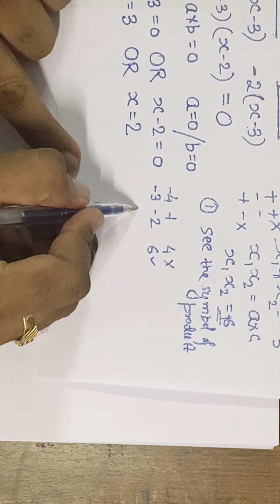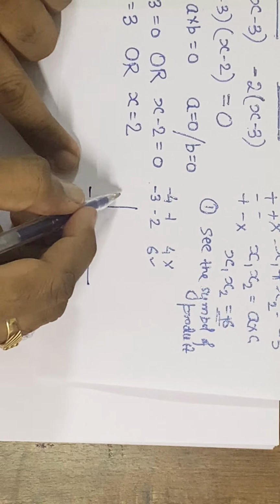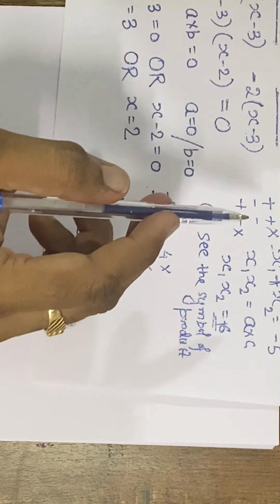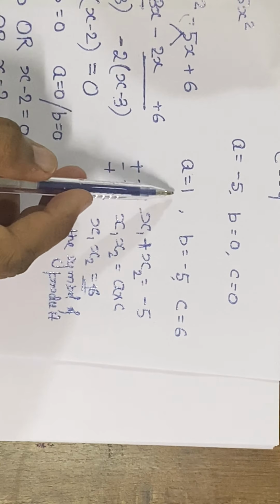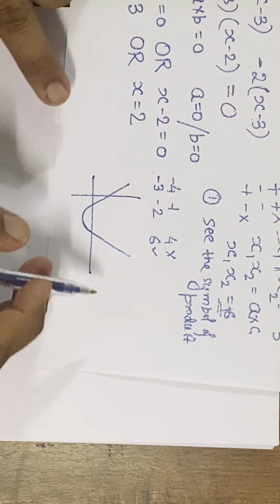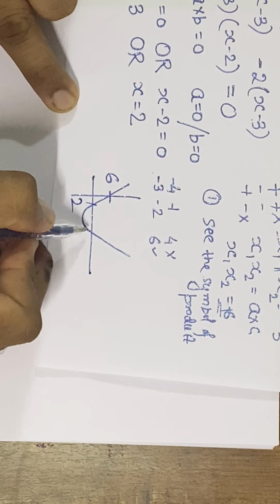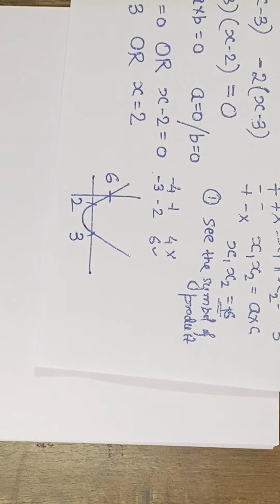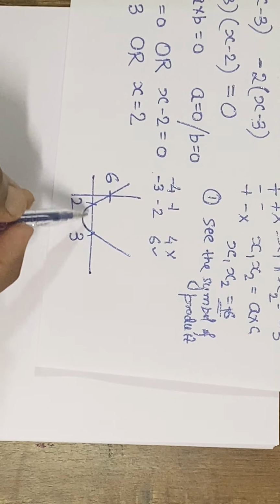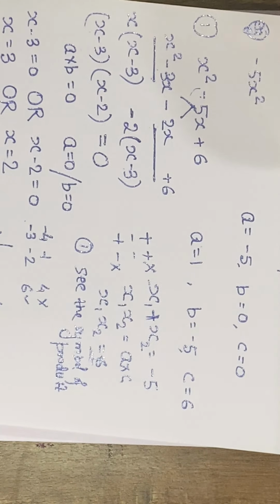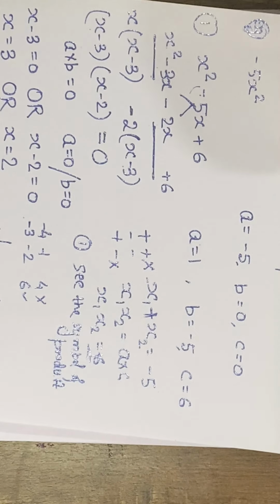If I try to draw, I know this is my laughing graph, or smiling. Why? Because the value of a, you can see here, is 1. So this part, I know it will be 6. This part will be 2. This part will be 3. In this way, we find the roots of the equation. Hope this is clear. I'll try to solve another question for you guys.